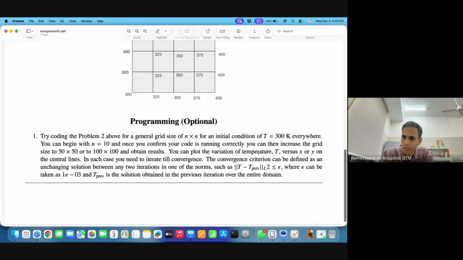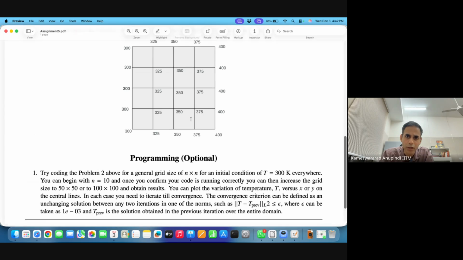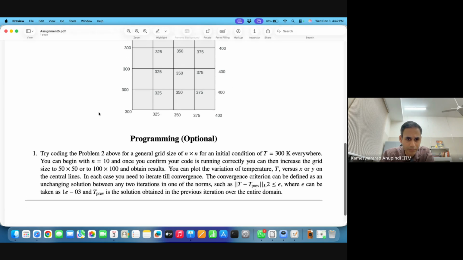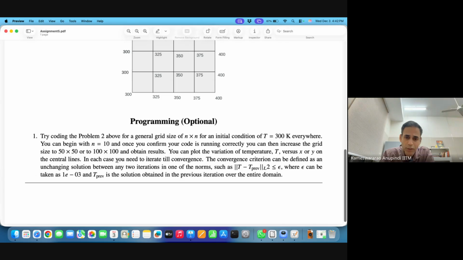You can plot the variation of temperature versus x or y on the central lines. That means you can plot how temperature changes as a function of y on this central line, and similarly how temperature changes as a function of x on the central y plane. Of course, in each case you need to iterate till convergence, so you have to check where Tn+1 minus Tn in some norm is less than some tolerance. The convergence criterion can be defined as an unchanging solution between any two iterations. The 2 should have been below; I'll change it. This is the L2 norm. You can set it as 1e−3, and stop the solution once it converges to that value.